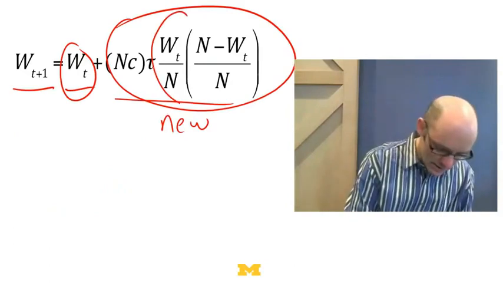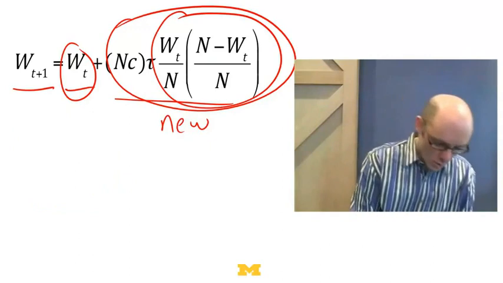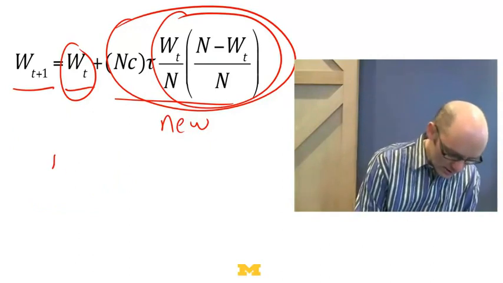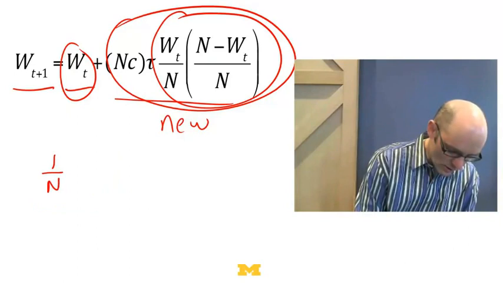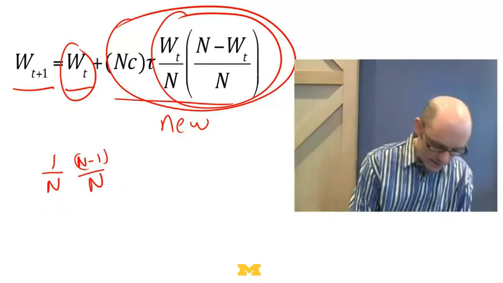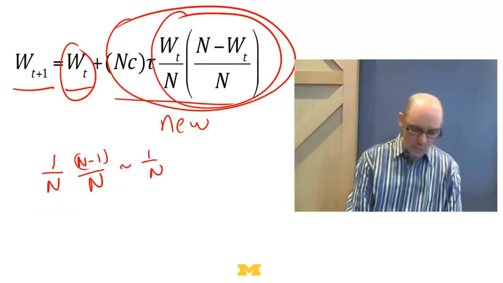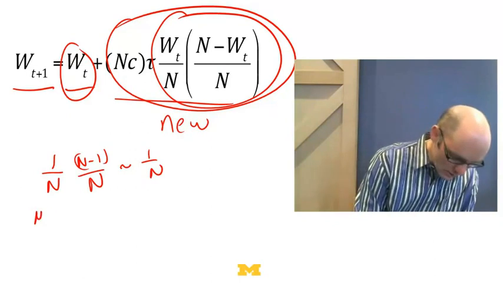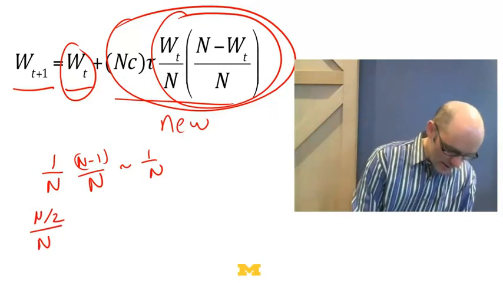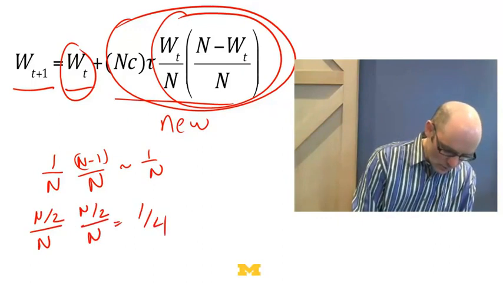And I want you to focus on this part right here, this W over N times N minus W over N. When W is small, let's suppose it's just one person, you get 1 over N times N minus 1 over N. So that's not very big, because that's basically like 1 over N. That's going to be approximately equal to 1 over N. But when I get in the middle, when W equals, say, N over 2, like half the population have it, then I get N over 2 divided by N times N over 2 divided by N, and all those N's cancel and I get 1/4.